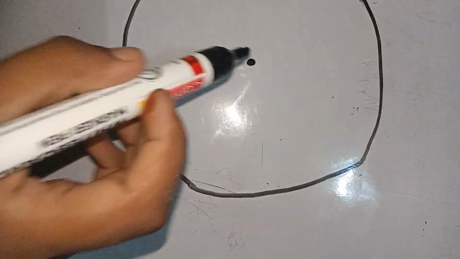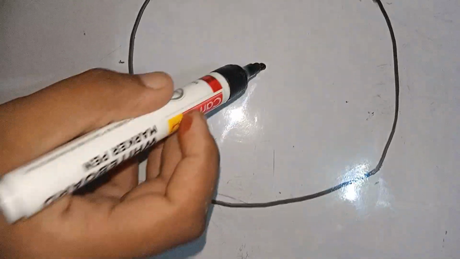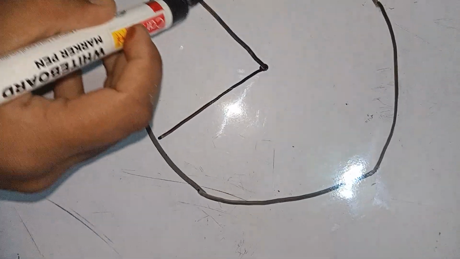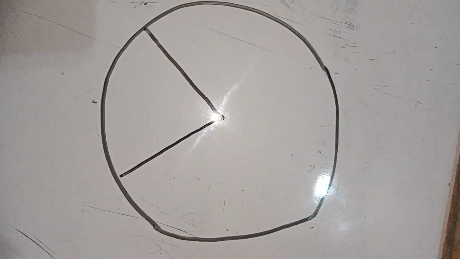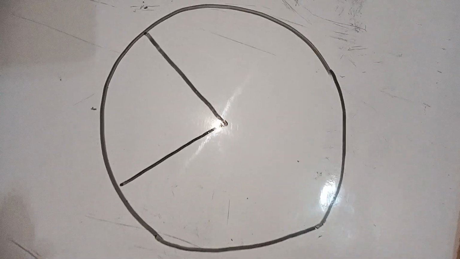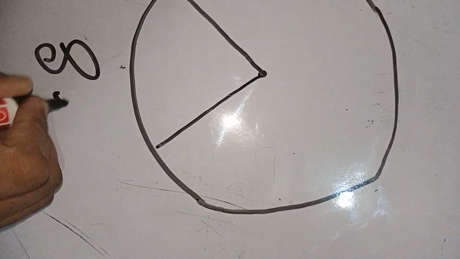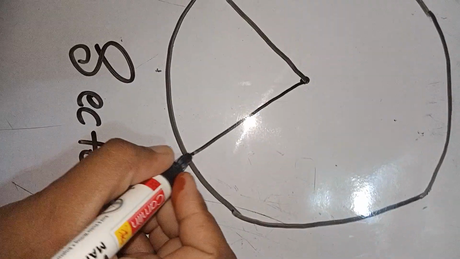Now this is a radius, and I am making radii, meaning two radius, more than one radius is called radii. So with two radii, we are now forming a sector. We are learning sector now, so we can define sector.